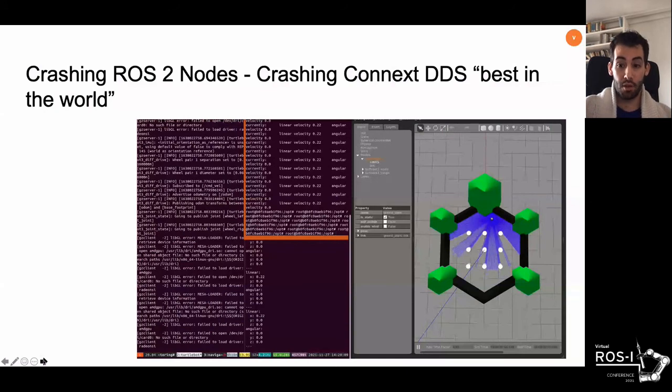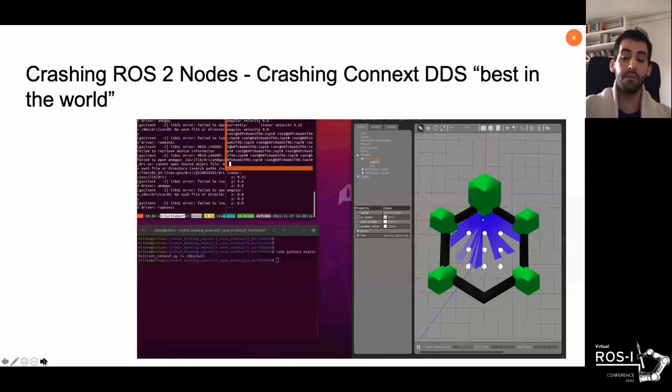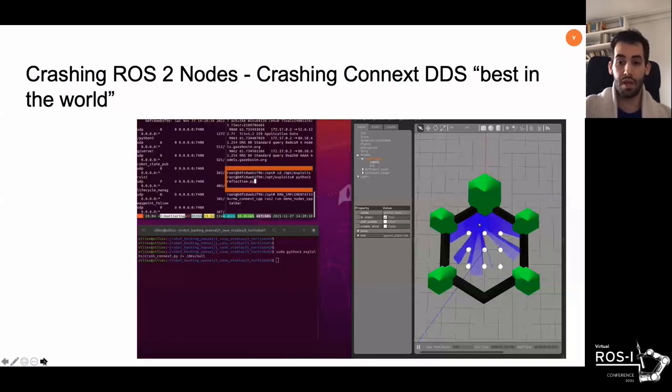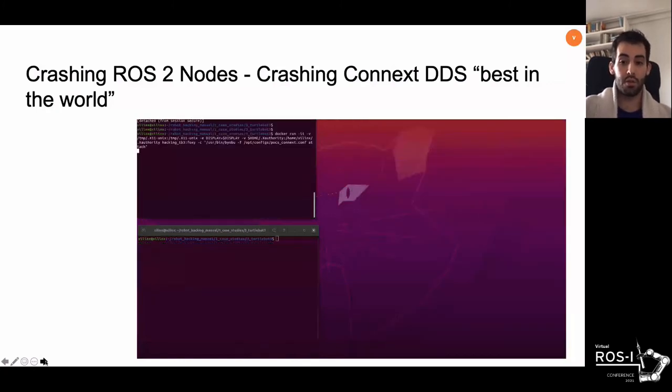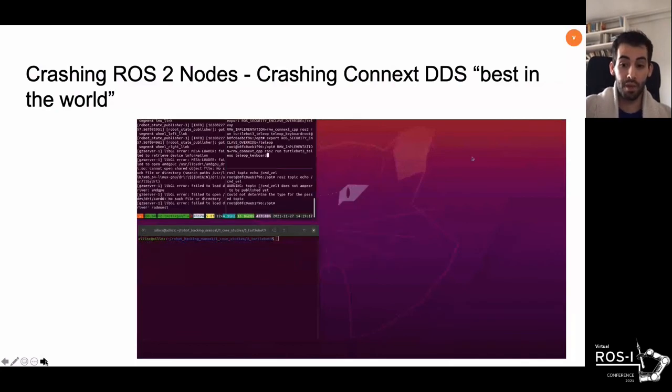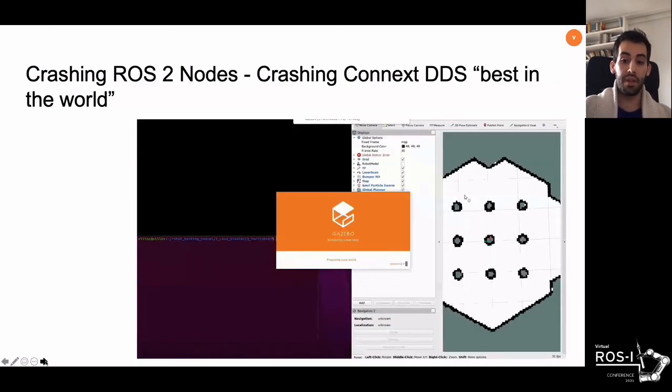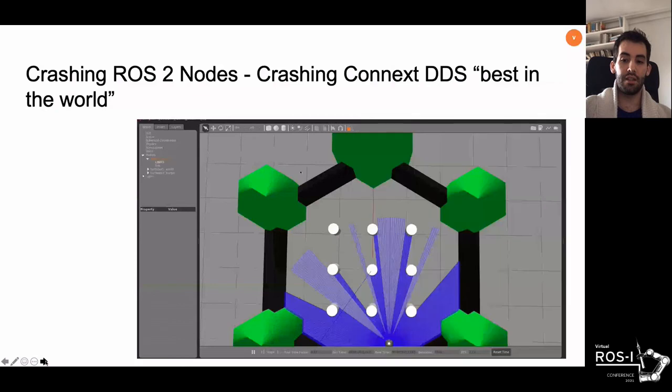If instead we stop the node by crashing it, exploiting this vulnerability, we can observe how the last velocities are kept infinitely, leading the robot to crash against the wall. The interest of this flaw is that it shows how easy it is to compromise a computational graph built with the best in the world DDS solution.